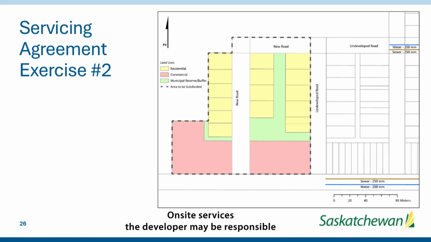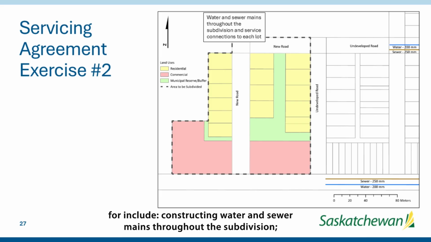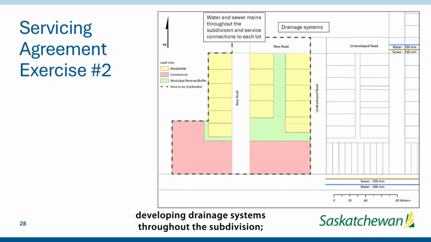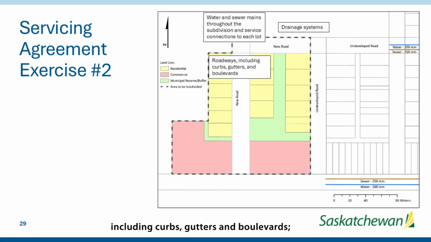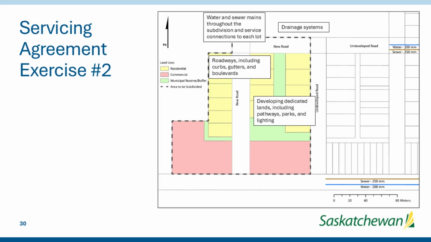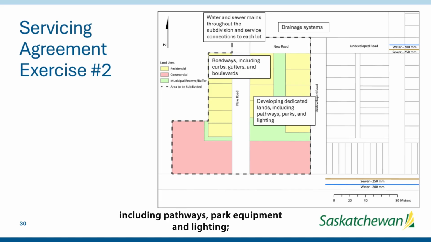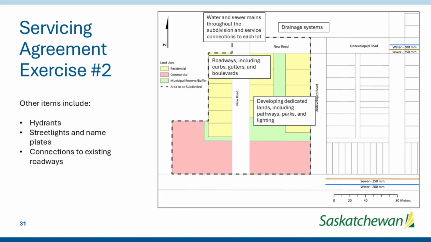On-site services the developer may be responsible for include constructing water and sewer mains throughout the subdivision, water and sewer connections to each individual lot, developing drainage systems throughout the subdivision, the development of roadways throughout the subdivision, including curbs, gutters, and boulevards, developing the land to be dedicated as municipal reserve and as a buffer strip, including pathways, park equipment, and lighting, hydrants throughout the subdivision, streetlights and nameplates, and connections to existing roadways.